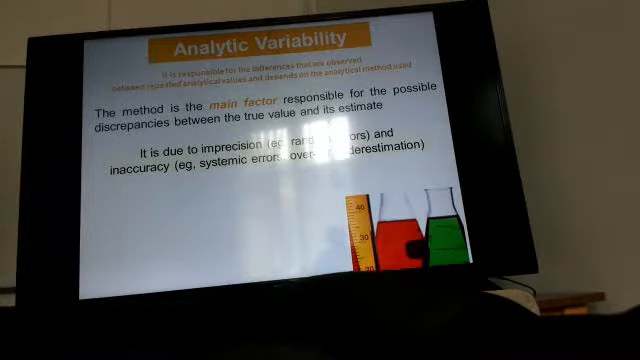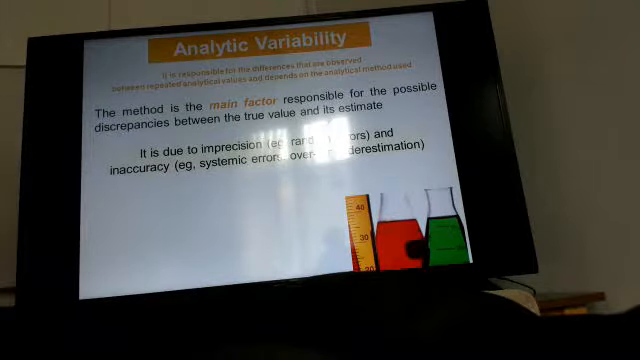So if I always read a parameter that is higher by the same value, 5 units more than the real value, I will always read 5 units more than the real value. This is systematic error. And it means that the test has poor accuracy. So systematic error means inaccuracy of the test, and it is always the same in all the samples.